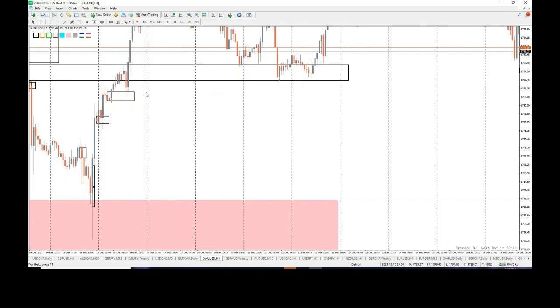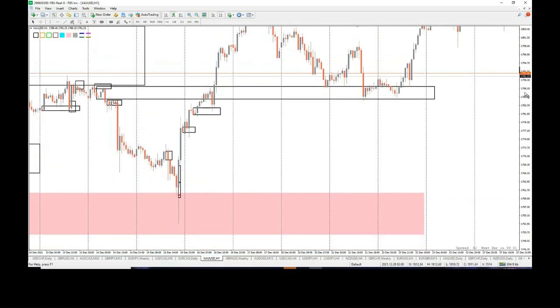You have to find your higher time frame, H1. That's more relaxed. If you cannot enter right here, you can also go for entry right here.